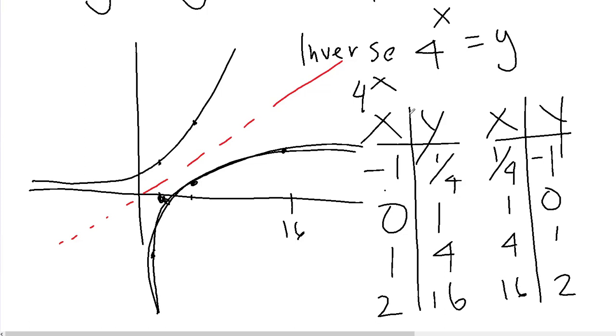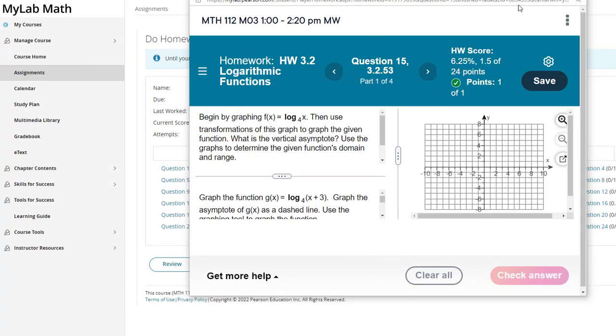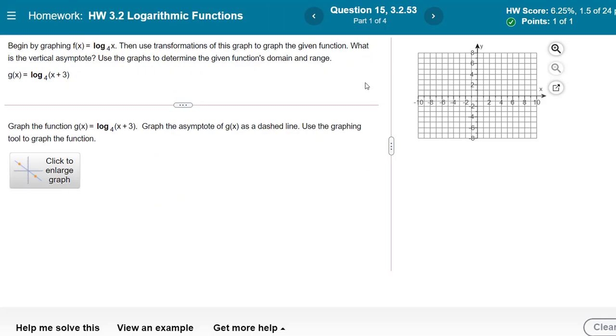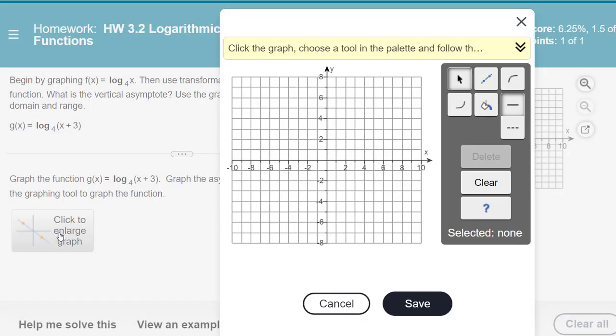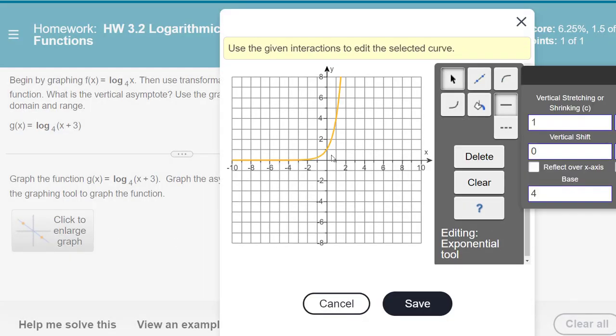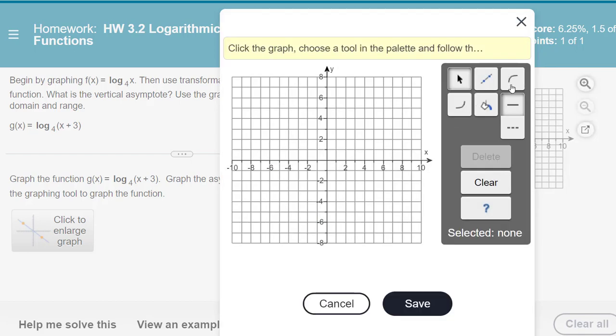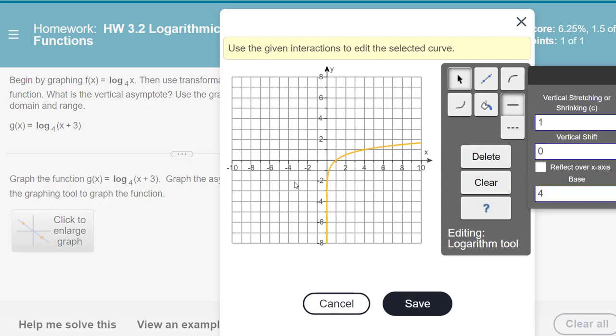By looking at the inverse first and then reversing those ordered pairs. Now, the way we do it in my math lab is click on the graph. This is the old one, the exponential. That's not the one we want. We want the logarithmic, which is this kind of curve, and it doesn't matter where you click, it's going to put it down here. And it's got a base of 4 already, and then we look at our shift.